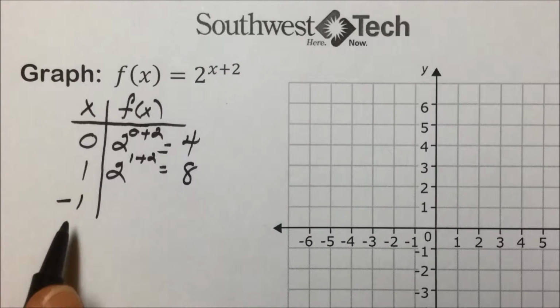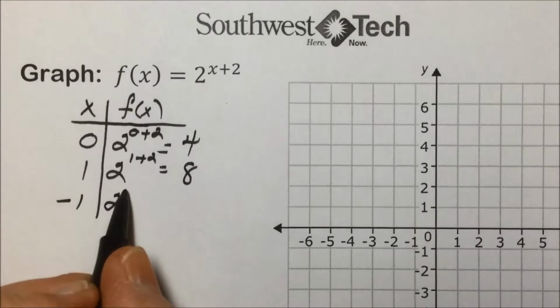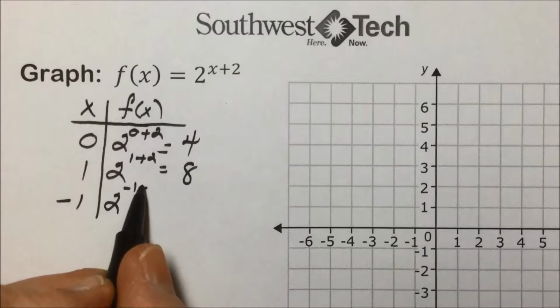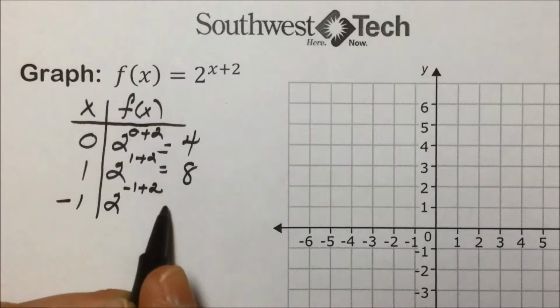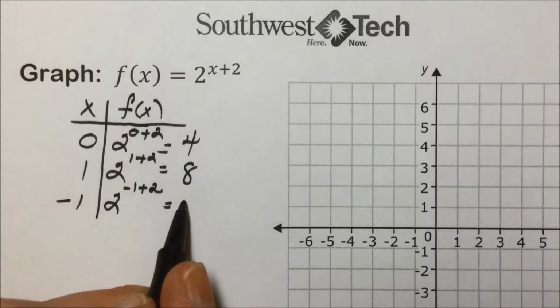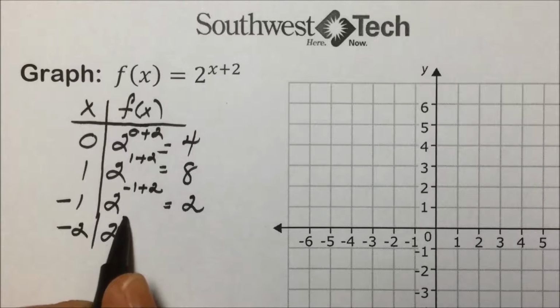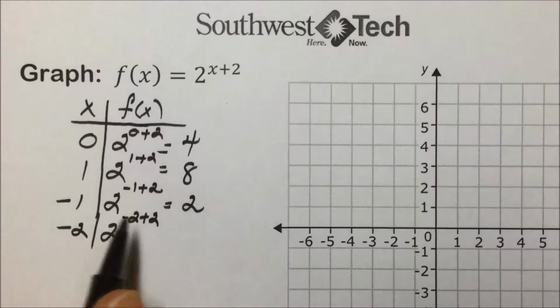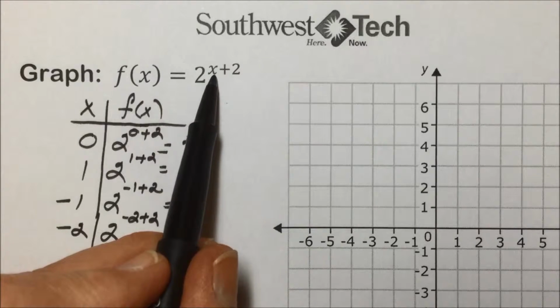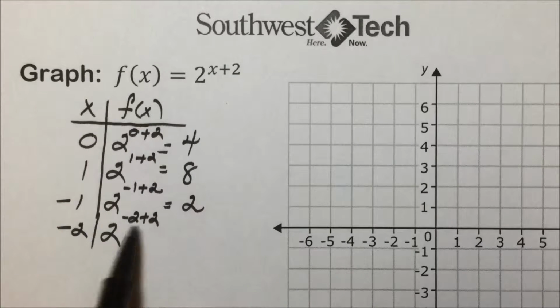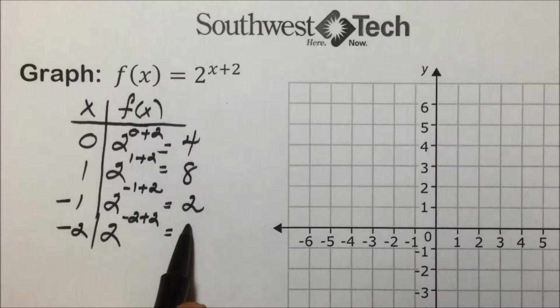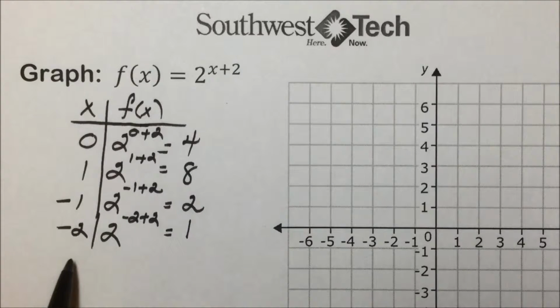Let's see what happens with negative exponents. Replacing x with a -1 and adding 2 to it leaves 2 to the first power, or 2. A -2 would be 2 to the -2 plus 2. I'm replacing the x with these values in the exponent. That leaves us with 2 to the 0 power. Anything to the 0 power is 1.